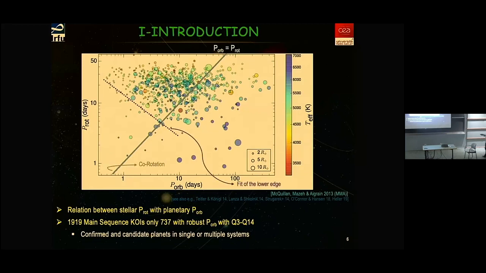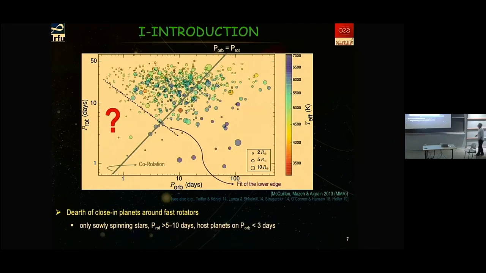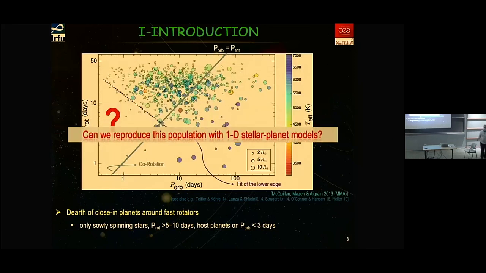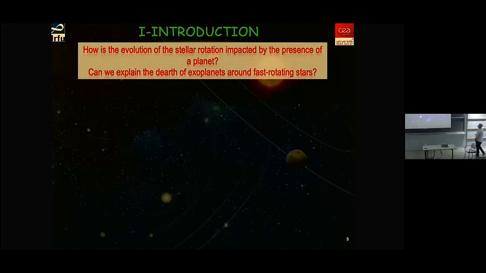So here, this line is the co-rotation line, and this is just a fit on the lower edge of this dearth of planets there. So, what's causing that? That's the main question that we have. So, can we reproduce this with ab initio simulations? Well, hopefully we'll have the answer at the end of the talk.